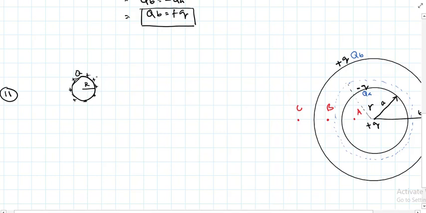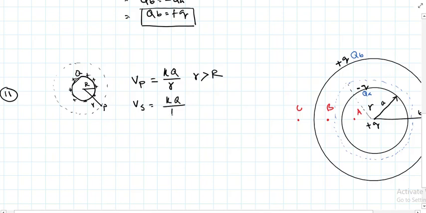So if you consider a Gaussian surface with radius r, and this is the point P, we know that the electric potential at point P is basically KQ over r, where small r is greater than capital R. The electric potential at the surface, V_S, is also KQ over capital R.